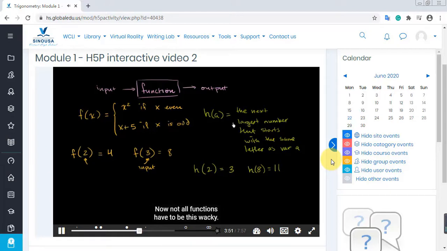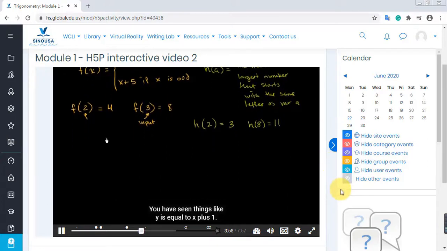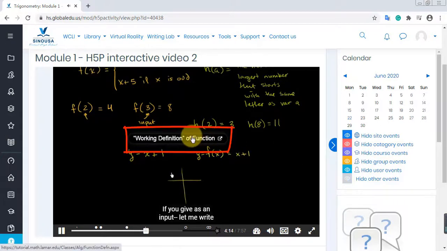Now, not all functions have to be this wacky. In fact, you have already been dealing with functions. You have seen things like y is equal to x plus 1. This can be viewed as a function. We could write this as y is a function of x, which is equal to x plus 1.